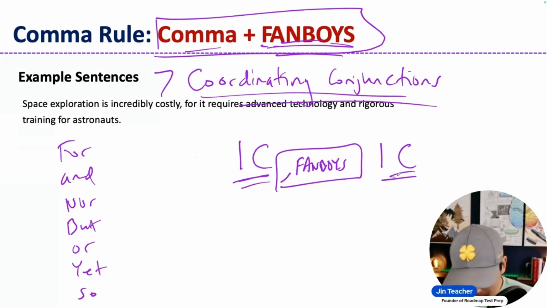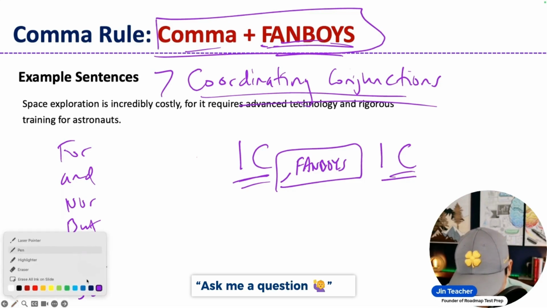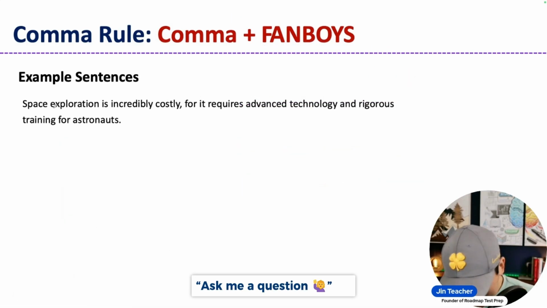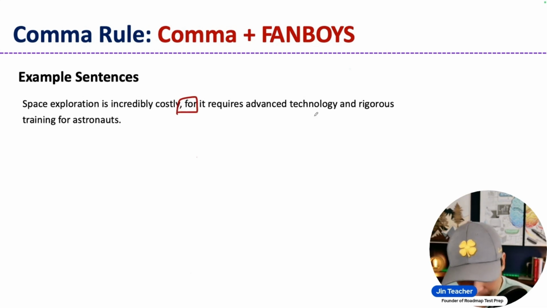Okay, so a comma plus a fanboys word can be used to connect two independent clauses. Now let's take a look at an example here. The example sentence says, "Space exploration is incredibly costly, comma, for, it requires advanced technology and rigorous training for astronauts." Okay, let's take a look at this.